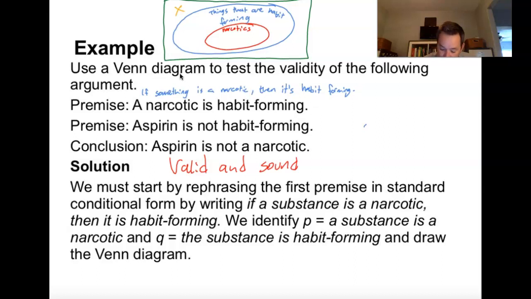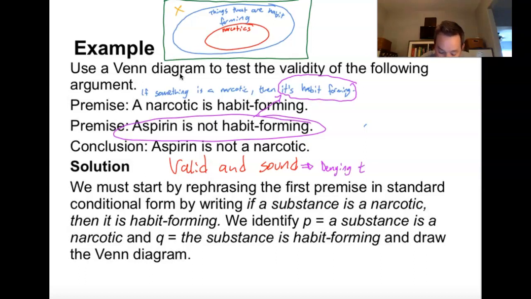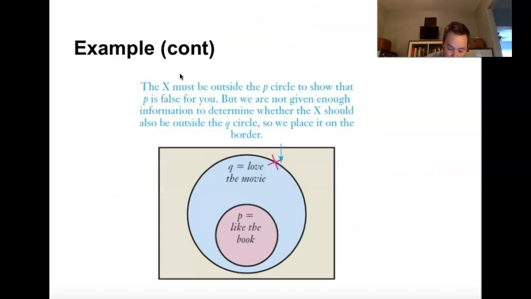Okay, so now let's categorize this. The second premise, aspirin is not habit forming, denies the conclusion. So it says the opposite thing of the conclusion of our first premise. So this is called denying the conclusion, right? Which is a valid form of argument.